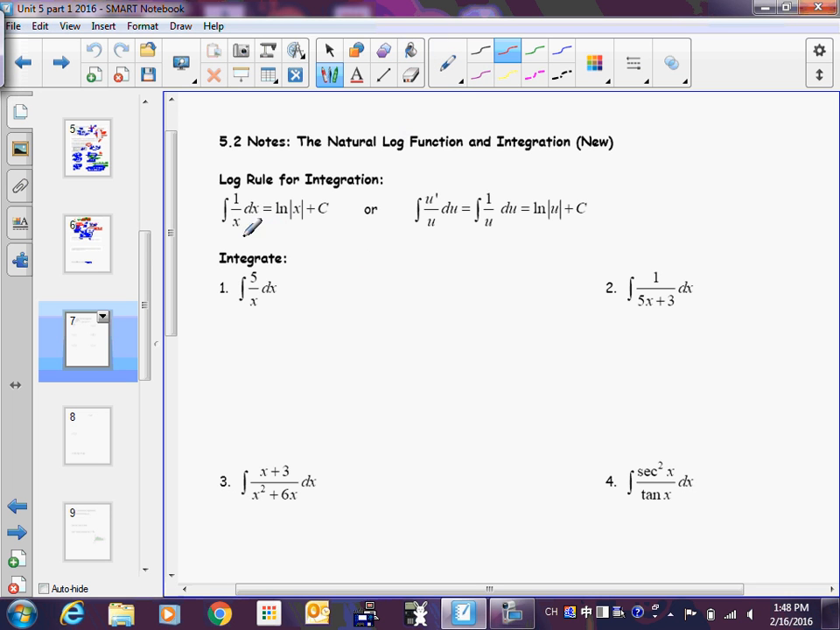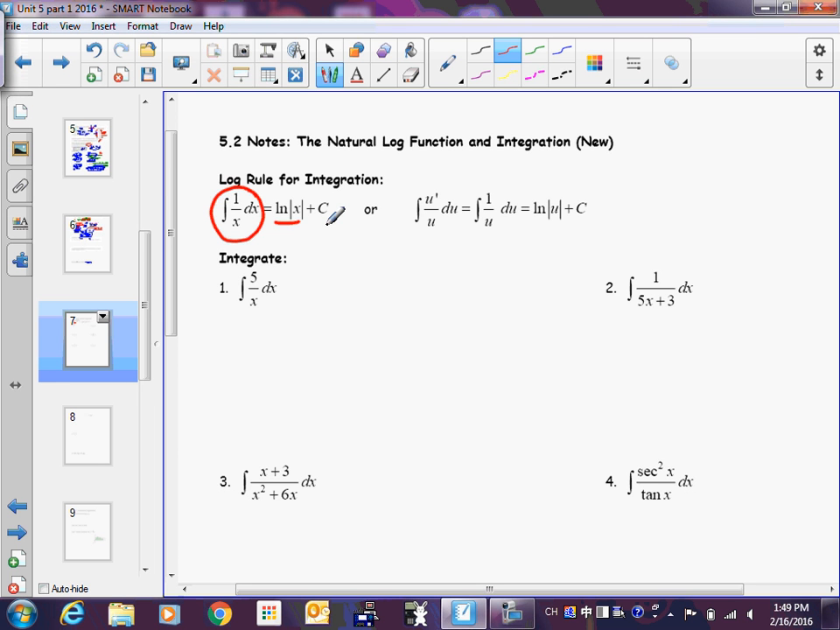Okay, so we learned that the derivative of natural log of x is 1 over x. That's what we did before, in 5.1. So look at this log rule for integration. If you start with 1 over x and you have to anti-derive, remember this is basically saying whose derivative is 1 over x? Natural log of x. And then of course we have our little plus c there.